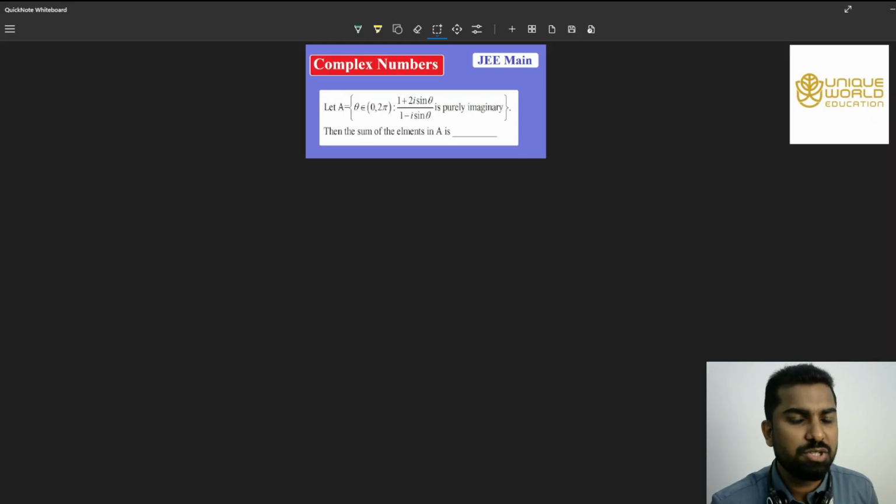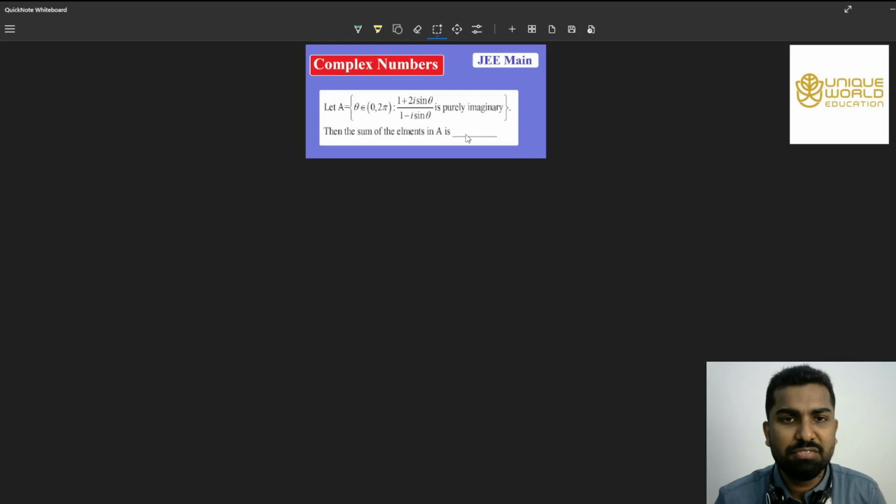Let's start solving this one. Let A equal to theta belongs to 0 to 2 pi, given in the set builder form, such that (1 plus 2i sin theta) divided by (1 minus i sin theta) is a purely imaginary complex number. Then find the sum of the elements in A.